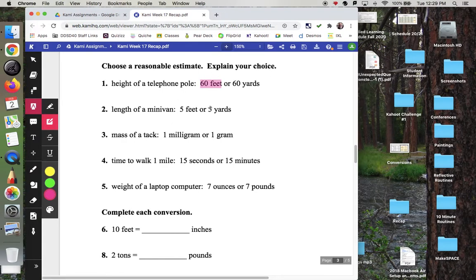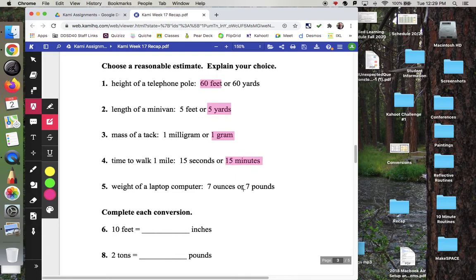And the length of a minivan is about 5 yards, although that seems a little long. The mass of a tack is a gram. You wouldn't really be able to feel a milligram in your hand if you picked it up. Time to walk a mile, it'd be 15 minutes. 15 seconds would be about 240 miles an hour.